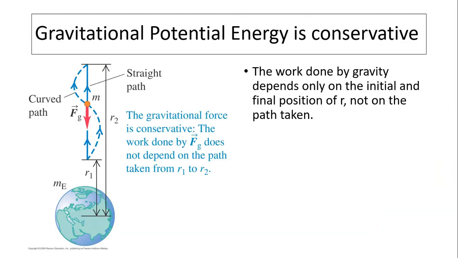Gravitational potential energy is conservative. That means it does not depend on the path. If you move this way from R1 to R2, you will have the same gravitational energy change. It doesn't matter which way you're moving. So the work done by gravity depends only on the initial and the final position R, and does not depend on the path. So the work done by gravity is the same, and your change of gravitational potential energy is the same. That change does not depend on the path.